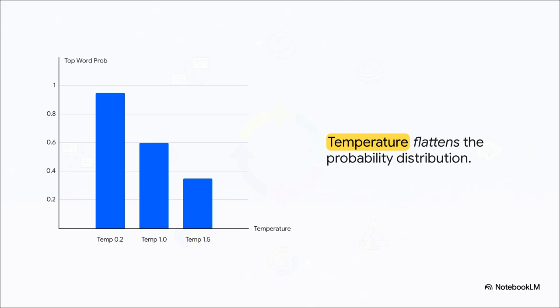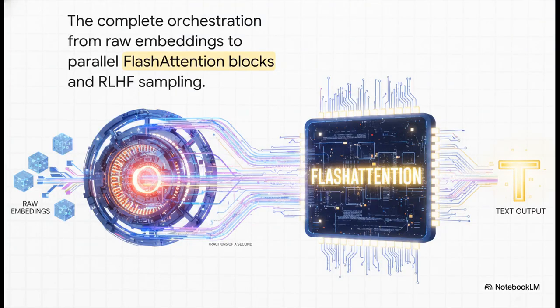But at a high temperature, like 1.5, we flatten that distribution out. Suddenly, unlikely words get a fighting chance. This massively boosts the model's creativity, which is fantastic for writing poetry, but is exactly why the model might just confidently hallucinate complete nonsense when you ask it for hard facts. And that is the complete life cycle, from turning words into absolute numbers, applying rotational embeddings for position, processing them through memory-efficient flash attention blocks sliced across massive GPU clusters, refining that raw intelligence through reinforcement learning, and finally sampling the exact right word to show on your screen.